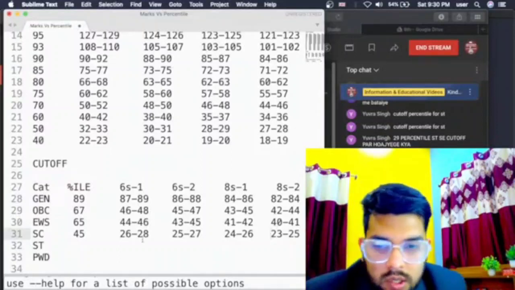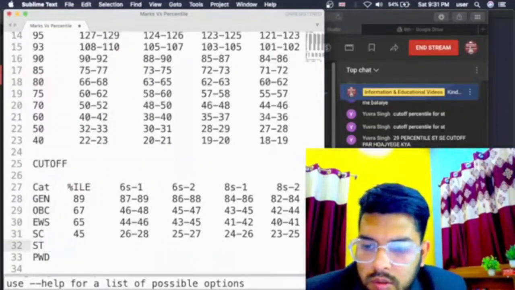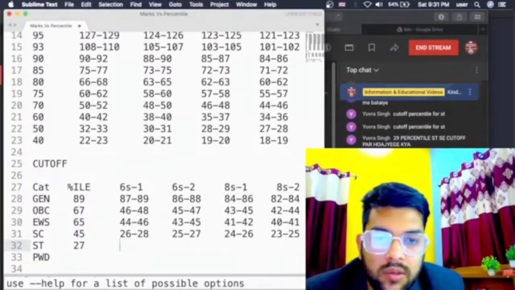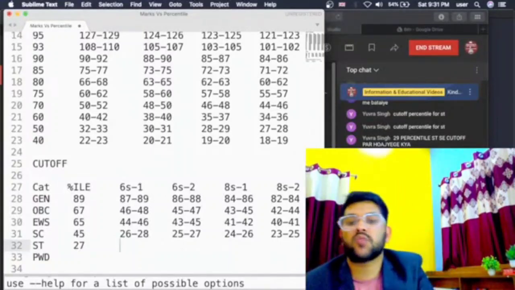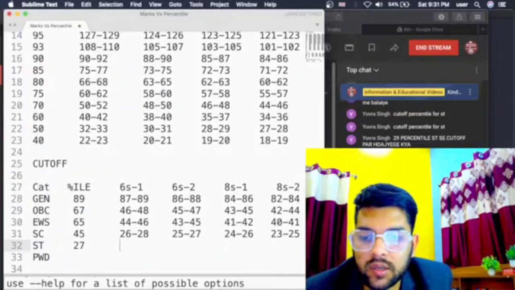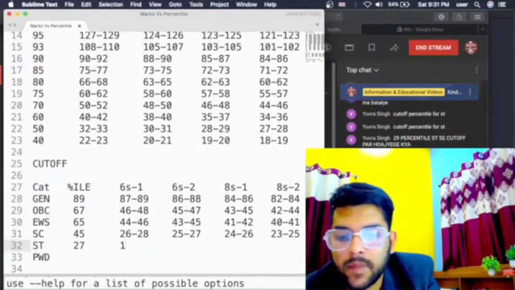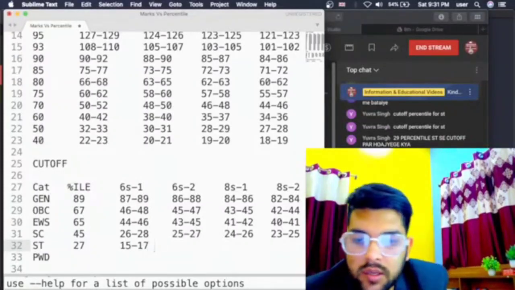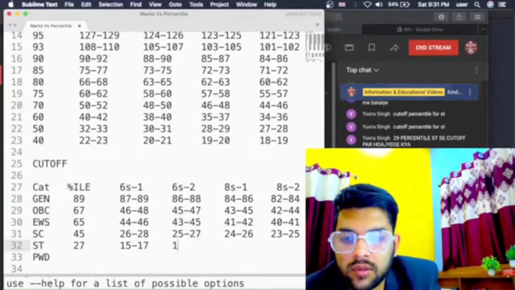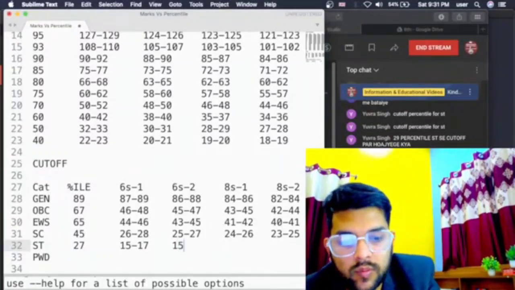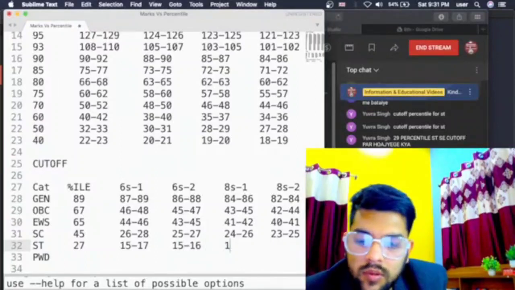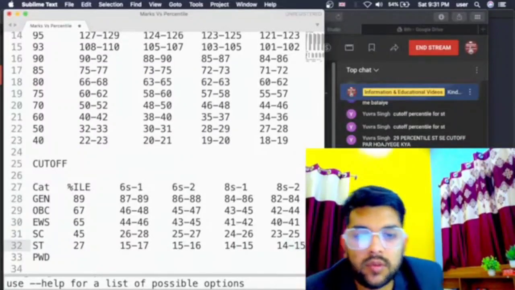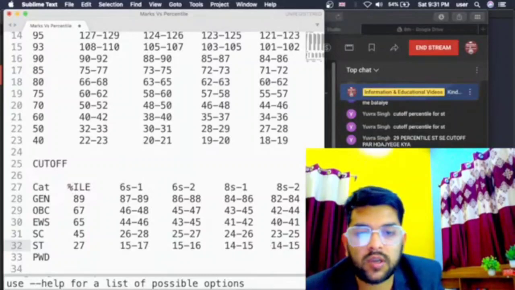Now coming to ST, Yuvraj. For ST, it will be around 27 percentile, hardly 28, never will go up to 29. It is 27 percentile, and for that around 15 to 17 marks is required here. Again, 15 to 16, 14 to 15, again 14 to 15. Done. This is the cutoff.